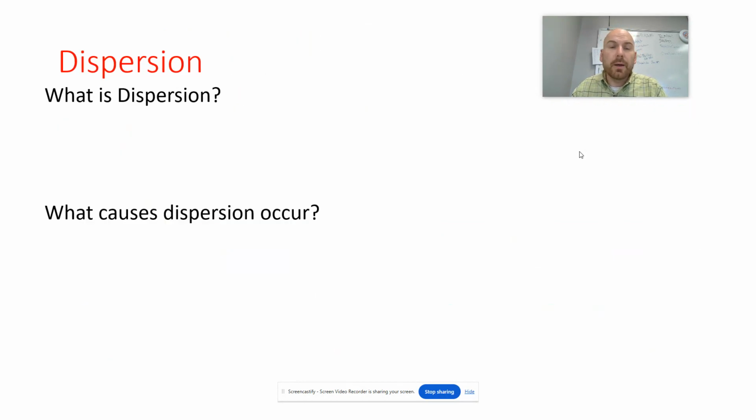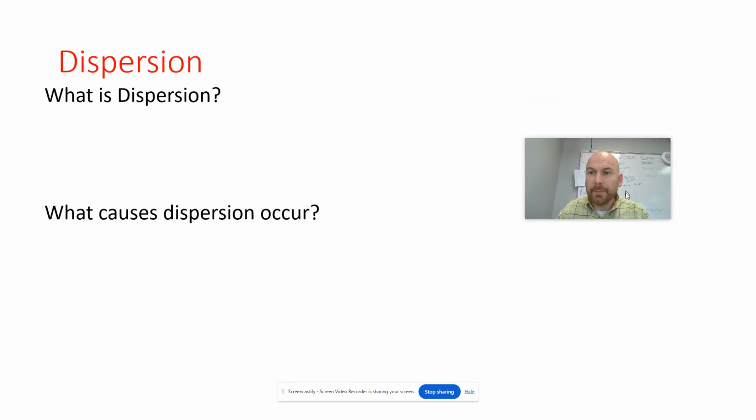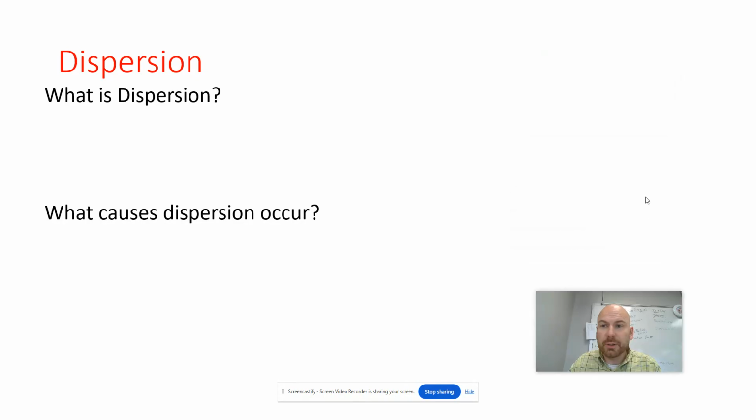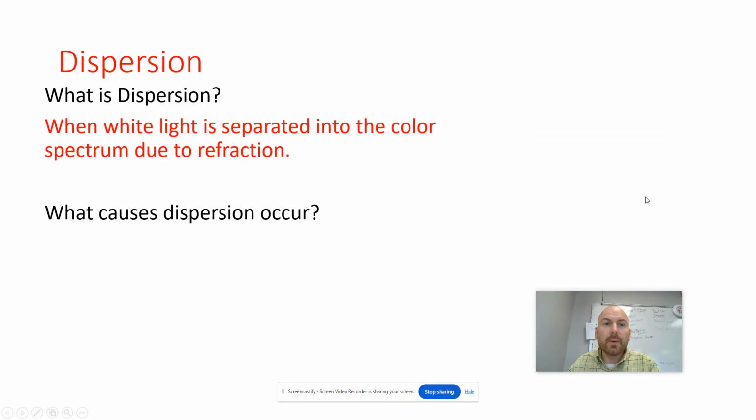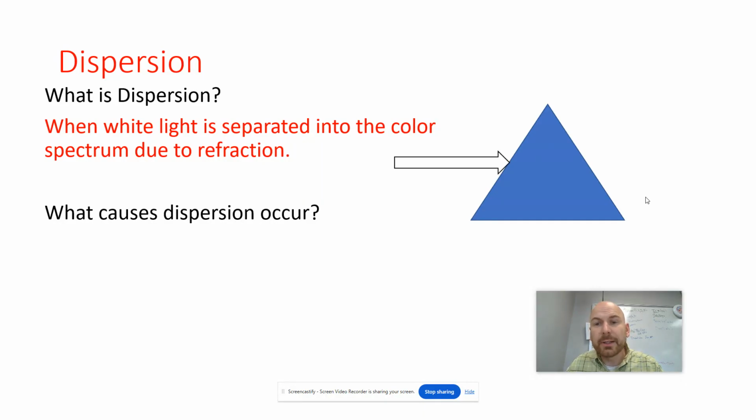So a whole other topic is dispersion. Dispersion happens when white light is separated into the color spectrum due to refraction. And so we have a prism here. Let's say it's made out of glass. We're going to pass white light into it, and at a certain angle, you get a rainbow coming out.